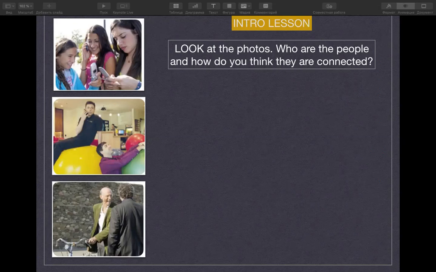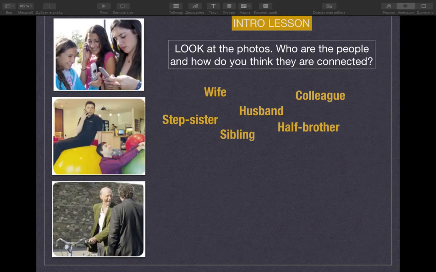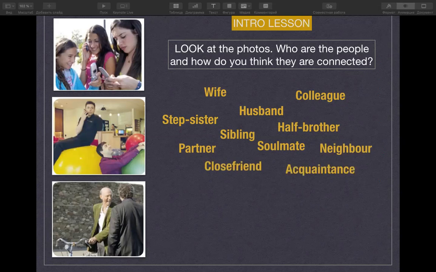And how do you think they're connected? So the first picture, I think they are friends. The second picture, I think they're brothers. And the third picture, I think they are at least acquaintances or old friends or something like that. And here are some words for you to remember: wife, husband, colleague, stepsister, sibling, half-brother, soulmate, partner, neighbor, close friend, acquaintance.